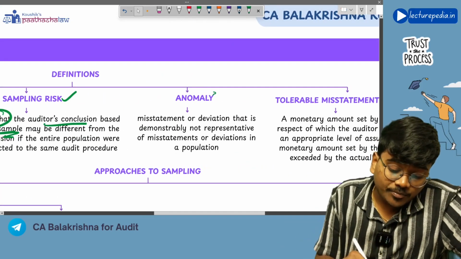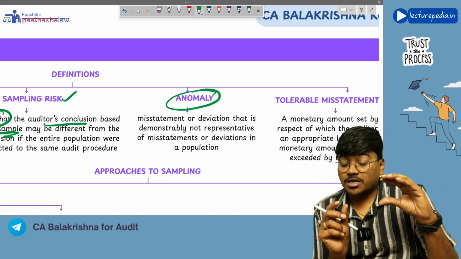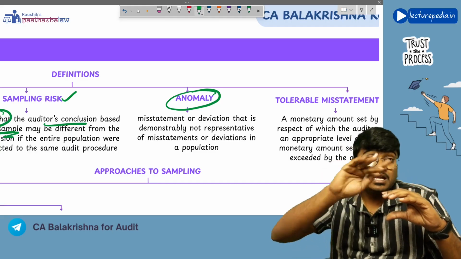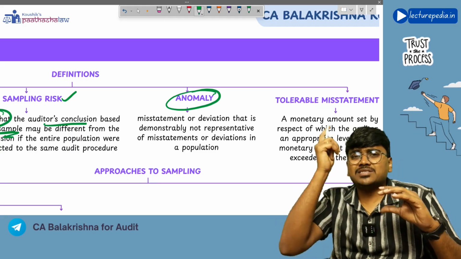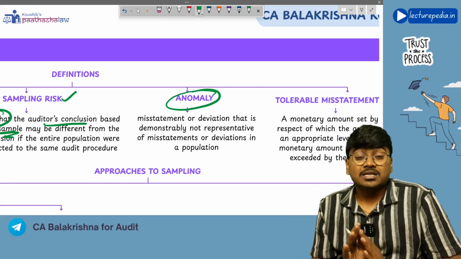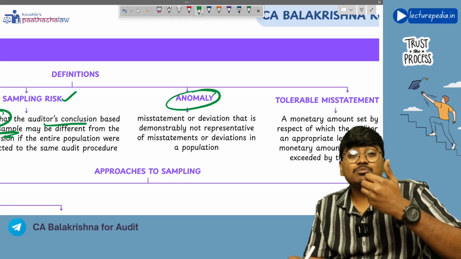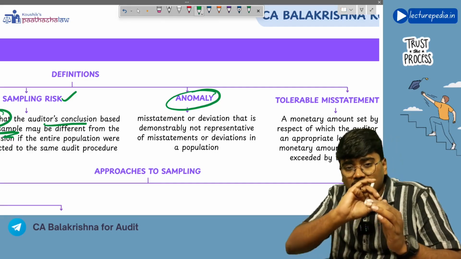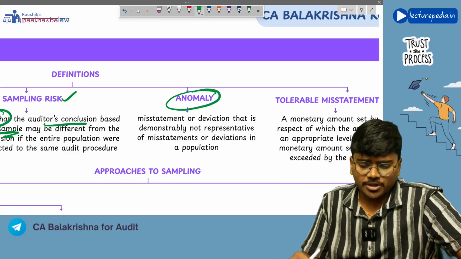Next, anomaly. What is meant by anomaly? In the sample, you have identified a particular misstatement, but you are sure that such a misstatement will not be there again in the entire population. That means such a misstatement is not representative of the entire population. It is present only in the sample. In such a situation, you will call it an anomaly. So while projecting the misstatements from the sample to population, you will not project that anomaly. You will delete that anomaly, and then you will project the misstatements to population, right?